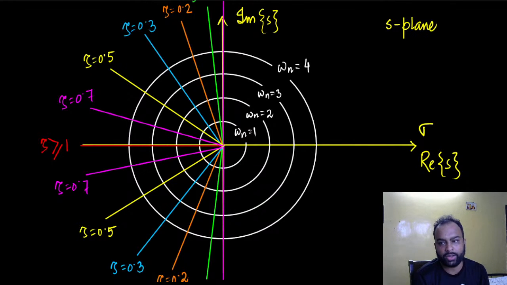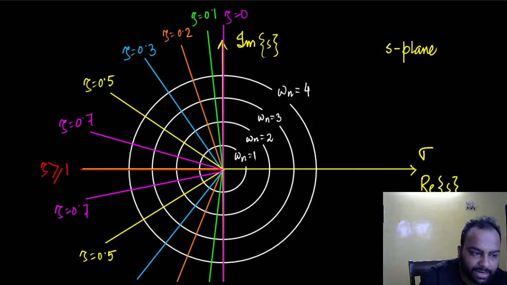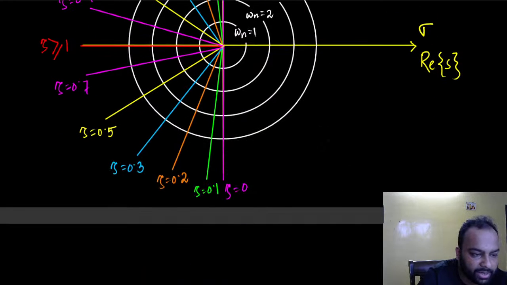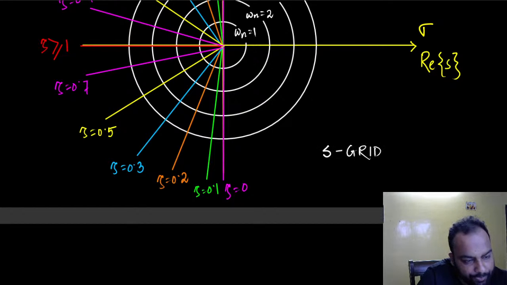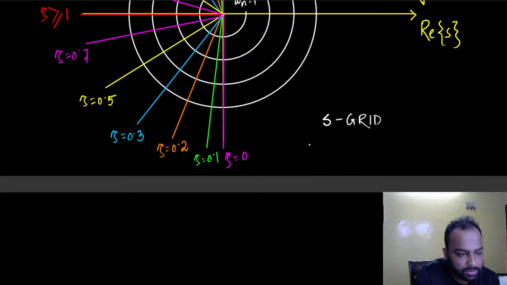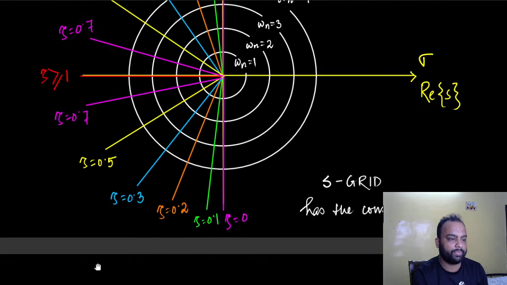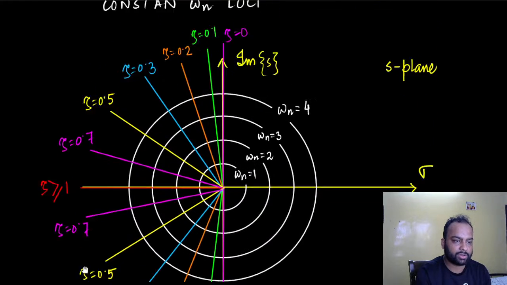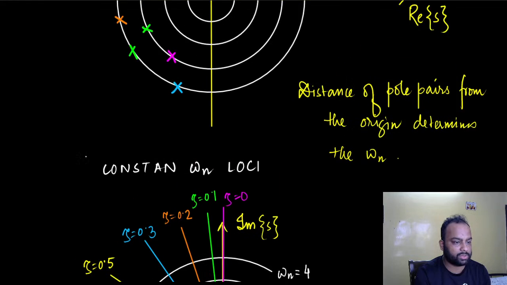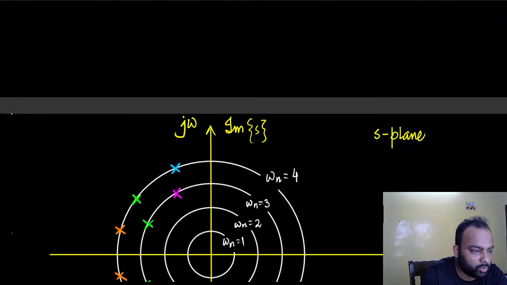The way we have drawn the grid is known as the S-plane grid, or the S grid. So the S grid denotes constant zeta and constant omega n loci. That was constant omega n.